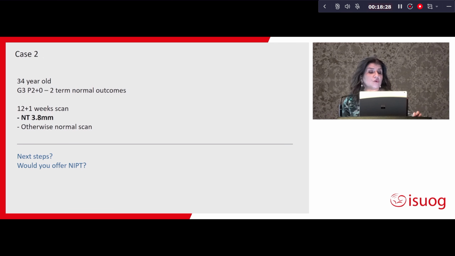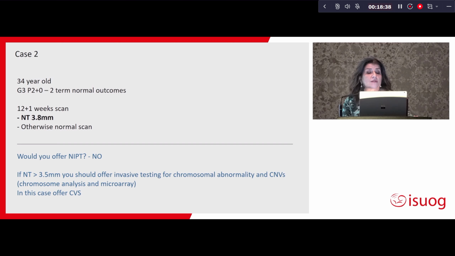Second case is a 34-year-old with an NT of 3.8 millimeters, otherwise normal scan. Would you offer a NIPT? The answer is no, you wouldn't, because if the NT is more than 3.5 millimeters, you should be doing an invasive test. You should be checking for chromosomal abnormality and copy number variants, and you might even go on to do exome sequencing at a later stage if those two results are abnormal.